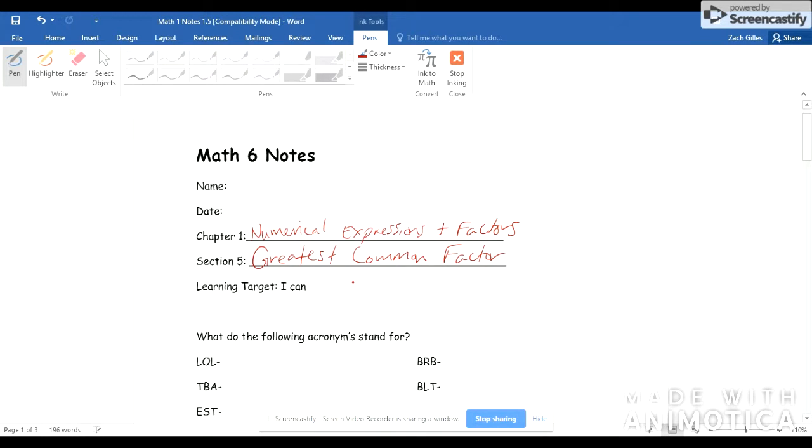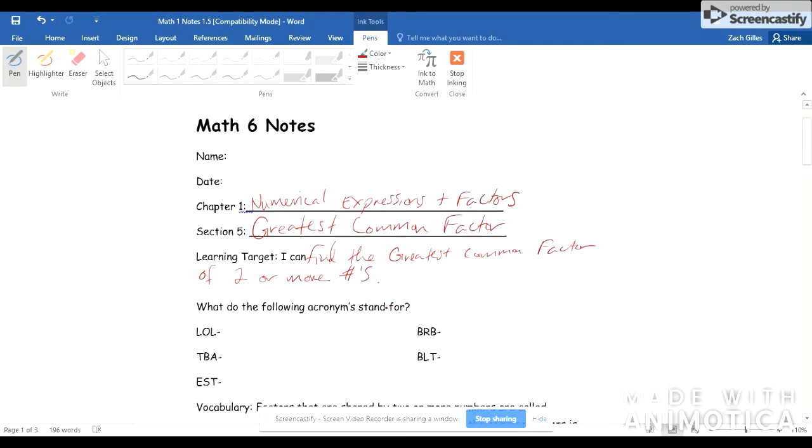And our learning target for the day, pretty related to that, is I can find the greatest common factor of two or more numbers. I'll start to abbreviate here in the notes and hopefully you'll catch on.